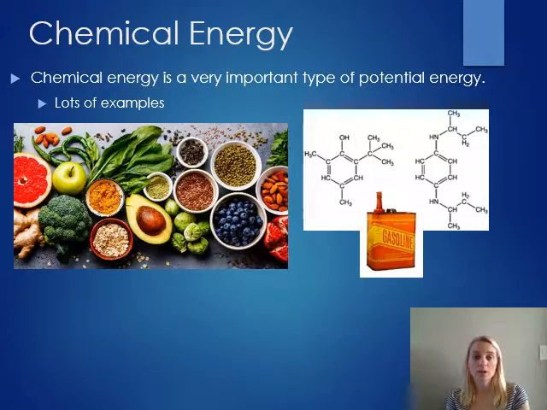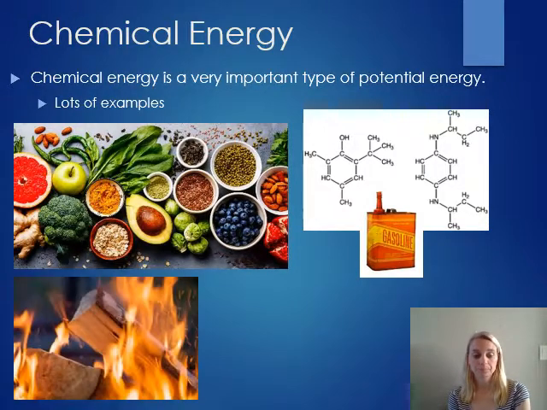Gasoline. We had the examples of the runners and the cars earlier. The potential energy for the runners to power themselves through their marathon is food, and the potential chemical energy that the cars use is in gasoline. You can see the chemical formula. It's just carbons and hydrogens. It's called a hydrocarbon, and that is a type of potential energy stored in those chemical bonds.